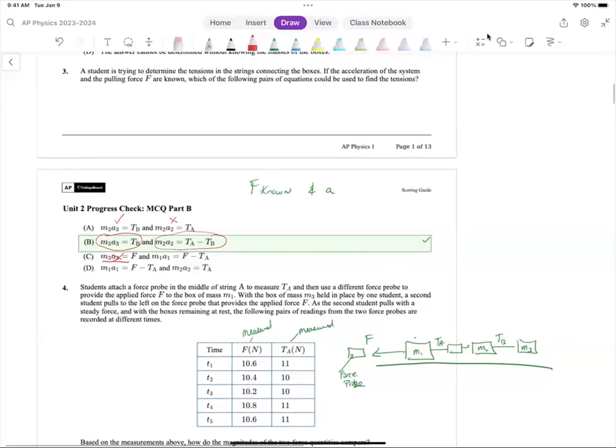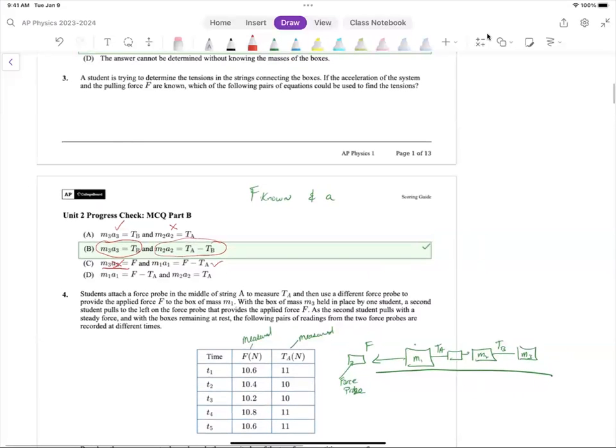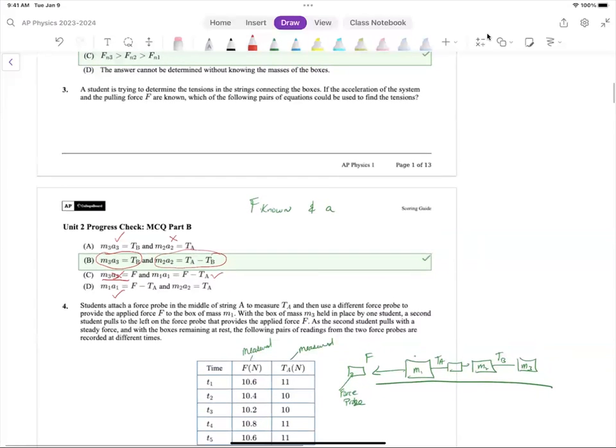Okay, F minus T, this is correct, but that first part is incorrect. So this is correct. That is a true statement. Newton's second law applies to block 1. But this is not correct because we left off minus the tension force in B. So this is incorrect. So you could have also done it by a process of elimination.